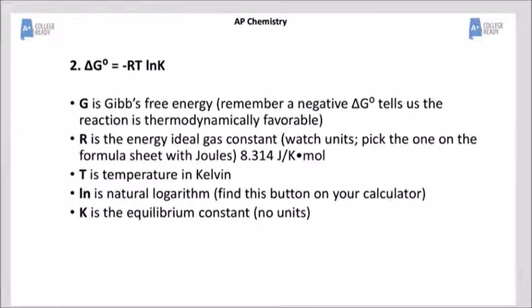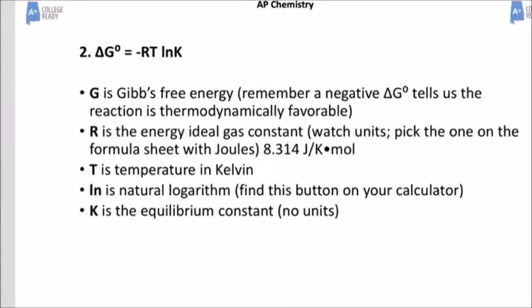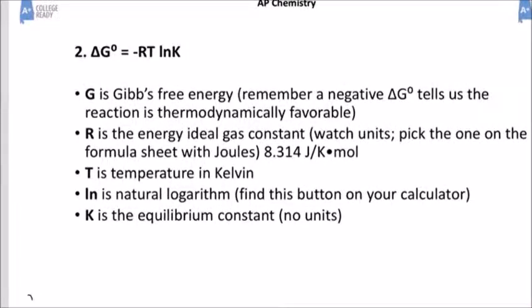R, you've seen this before with PV equals nRT. It's the same R, except it's a different value than what we've used in gas laws. Okay, so be careful with this. There are several versions of R on the formula sheet. And since we're talking about energy, there is one gas constant that involves joules. And so 8.314 joules per Kelvin mole.